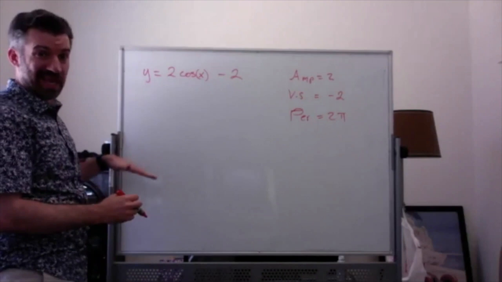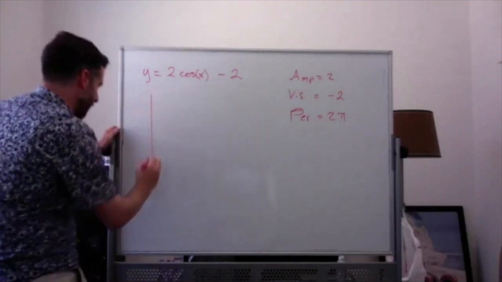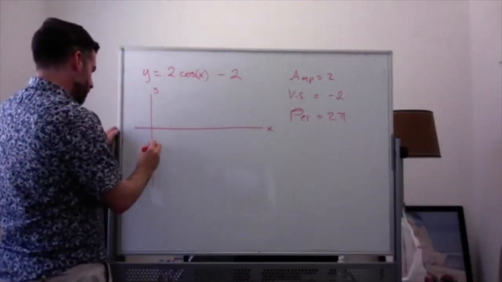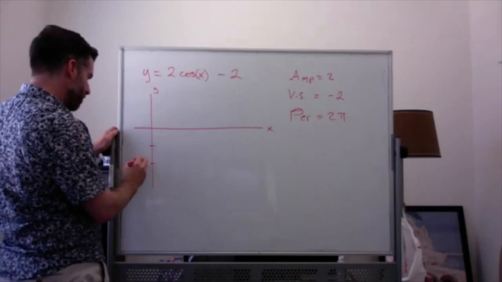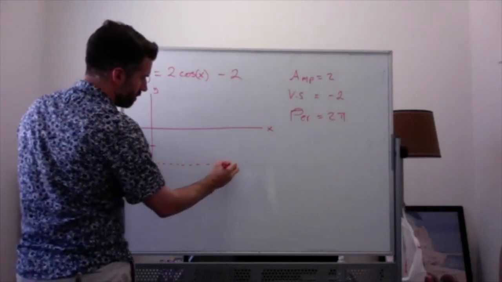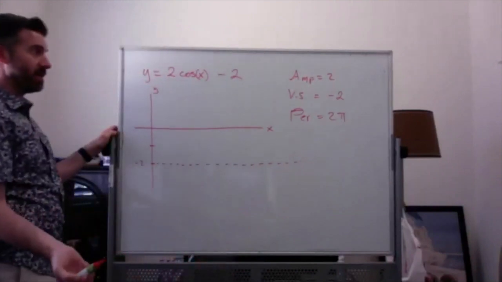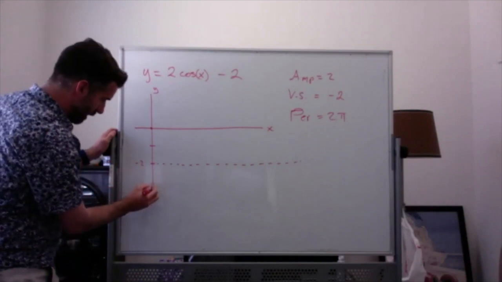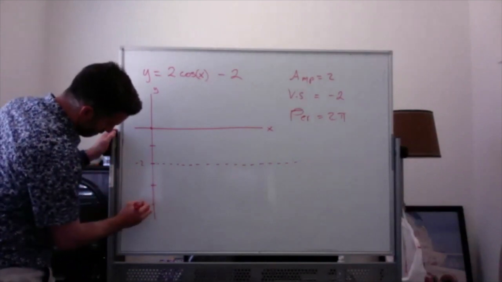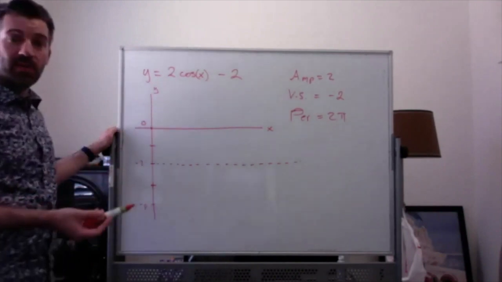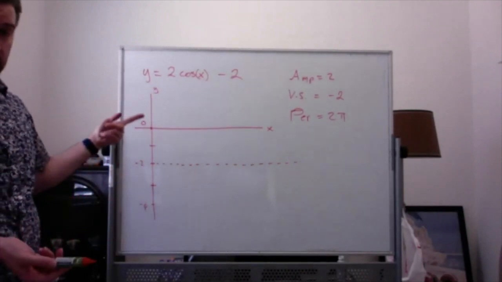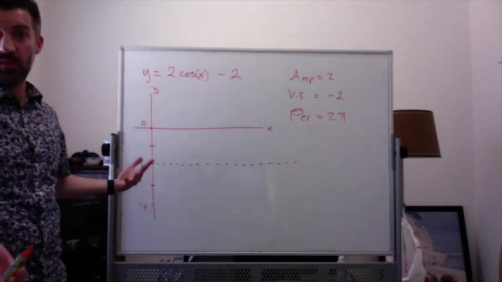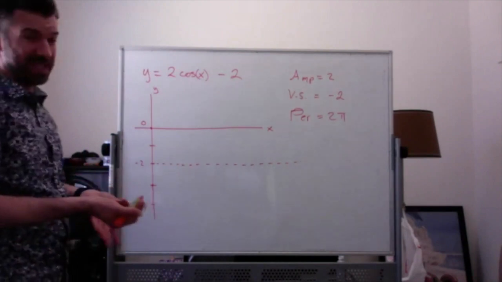So I'm going to be shifting down 2, so I want to have more room underneath the x-axis. Here's my new middle line at -2. And then I know that I need to be able to go 2 above, so up to 0, and 2 below, so down to -4. Typically, when I'm writing values on the y-axis, I only write the values of the high, middle, and low. I don't write any other numbers usually. You certainly can, but you don't really need to.